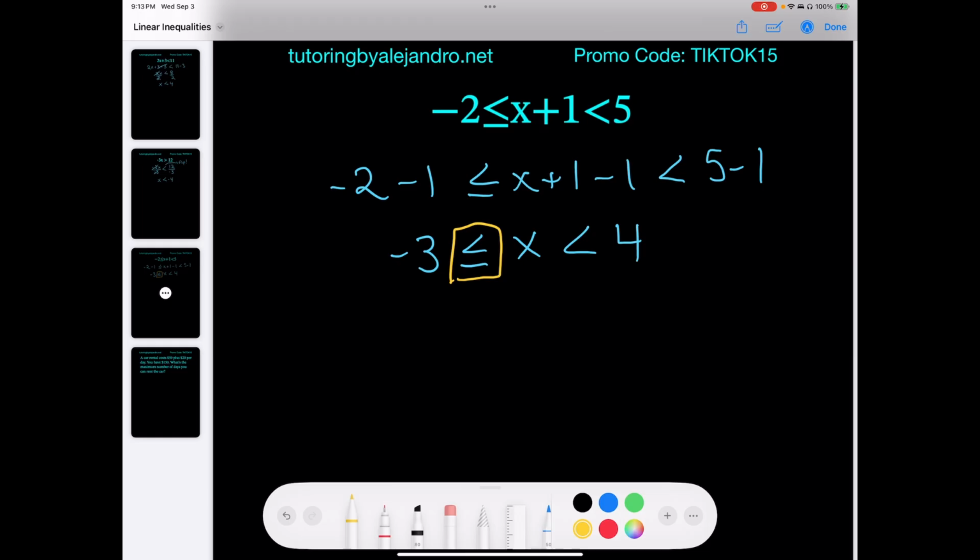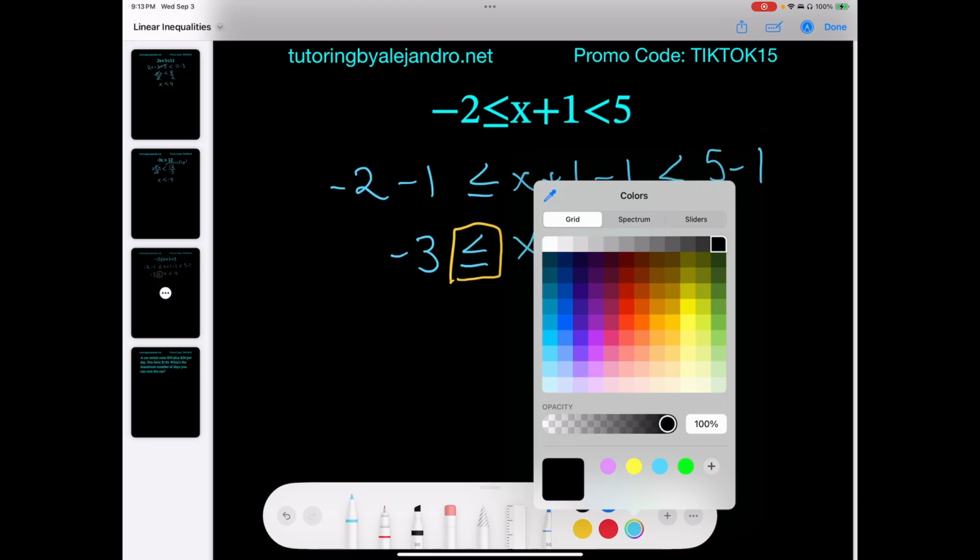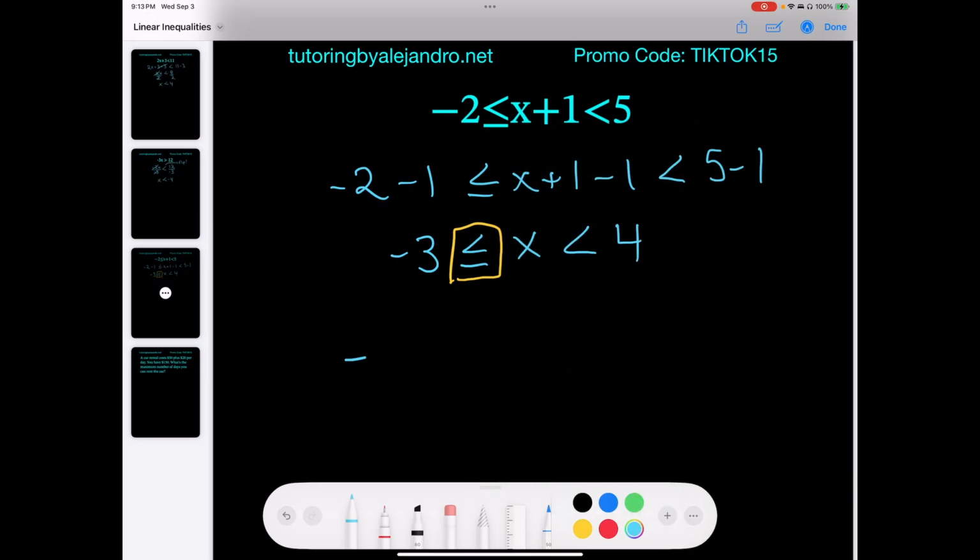So if we look at a number line, let's say we have 0, -1, -2, -3 here. And then we have 1, 2, 3, 4. Okay.